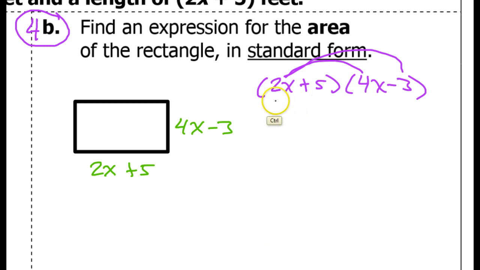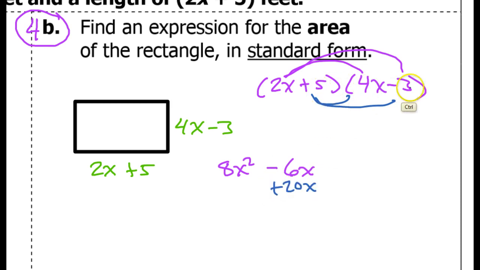So if I do 2x times 4x, that's going to give me 8x squared. And then if I have 2x times negative 3, that'll be negative 6x. Okay. Then I'm going to distribute the 5 now. So 5 times 4x is going to be 20x. And then 5 times negative 3 is going to make negative 15. So, of course, I have like terms right here.